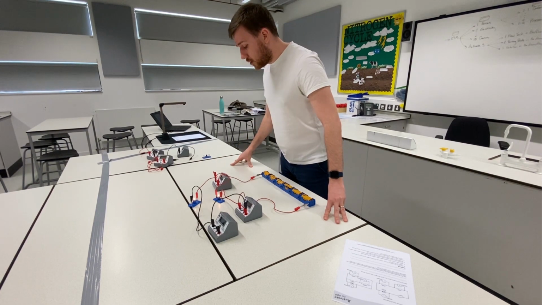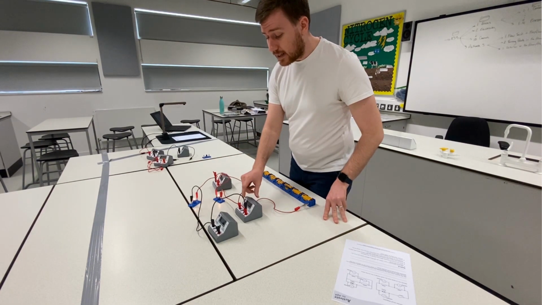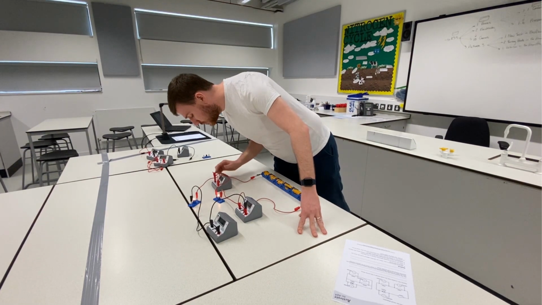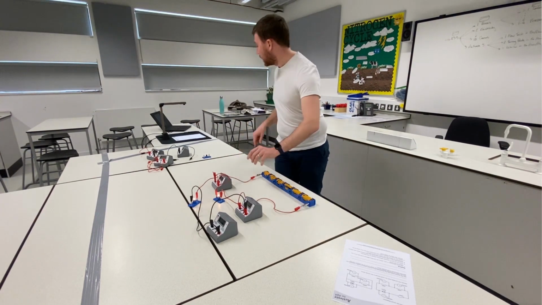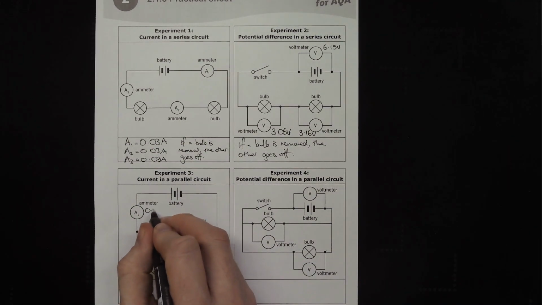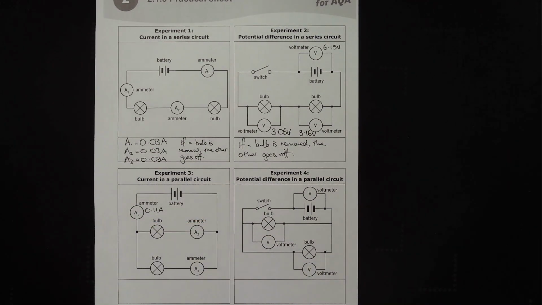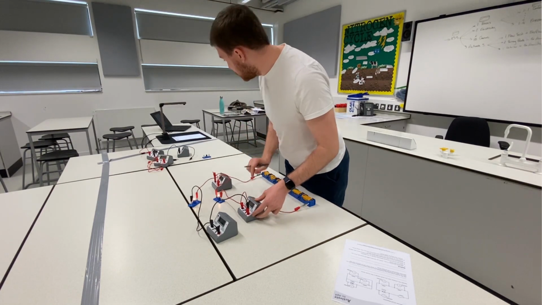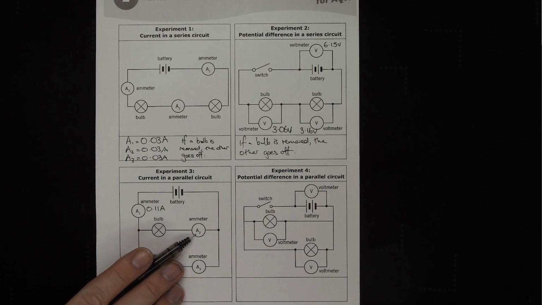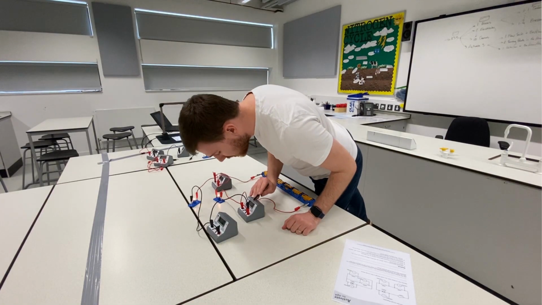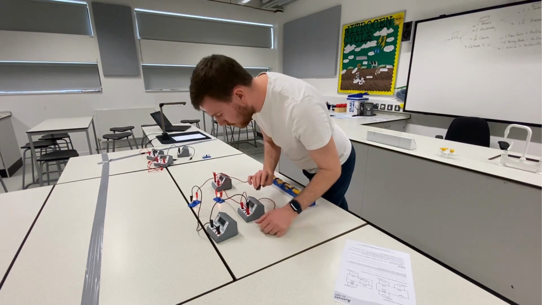So here's the current on the first ammeter, the second ammeter, and on the third ammeter now. This is a reading of 0.11 amps. Look at the second ammeter now, A2. This one here comes after the first bulb, 0.09 amps.